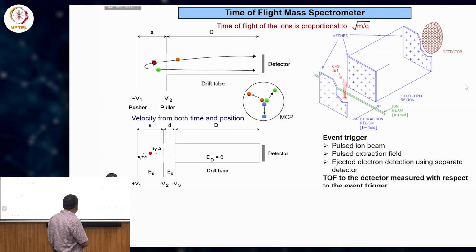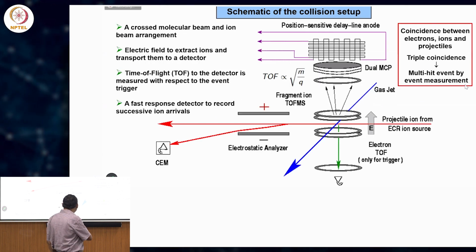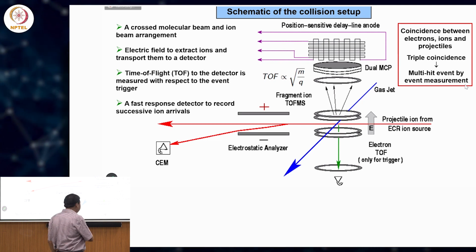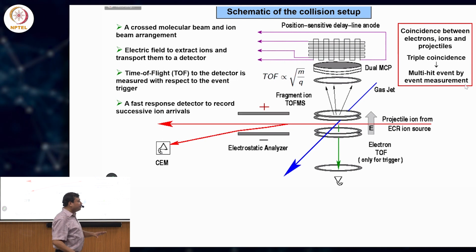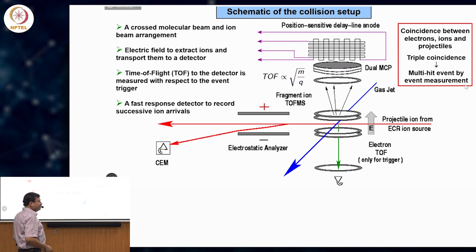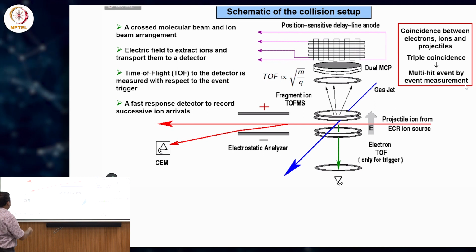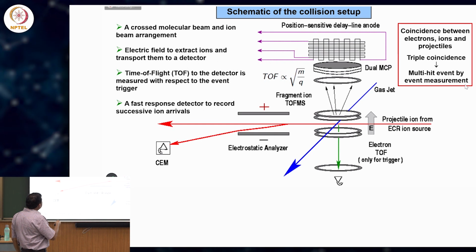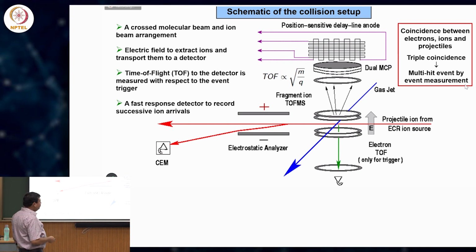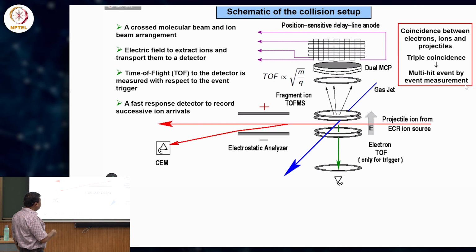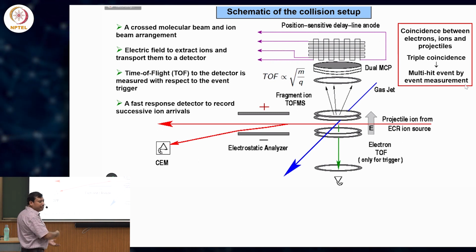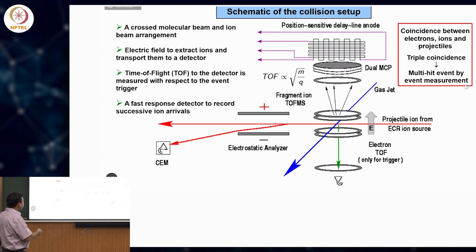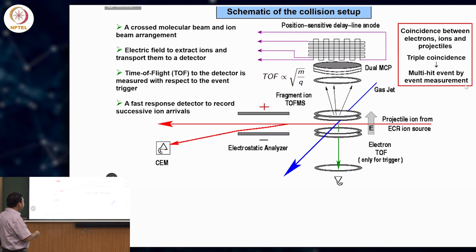Electron is the most preferred, but I won't say electron is the most preferred, because you can also have charge exchanged ions. So I'll tell you what is the problem about electron and charge exchange ions. When I explain this schematic, I will come to that point. So this is a schematic of a collision setup. You have your projectile ions coming from, I did it with an ECR source, but any charge source will do. The projectile ion comes from this direction and interacts at the center of this time of flight.